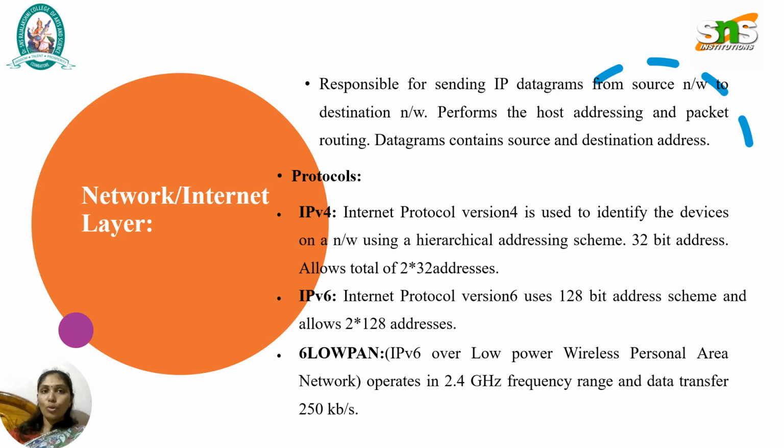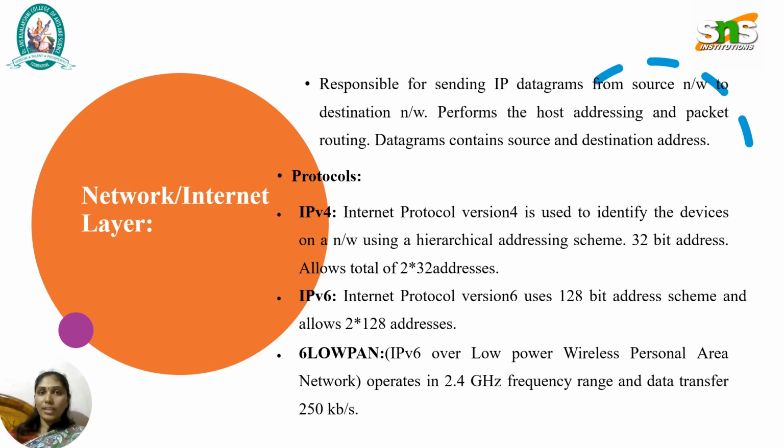So what are the protocols followed in the network layer? There are three types of protocols followed in the network layer. The first one is IPv4. Internet Protocol version 4 is used to identify the devices on a network using a hierarchical addressing scheme. A 32-bit address allows a total of 2^32 addresses. IPv4 is Internet Protocol version 4.